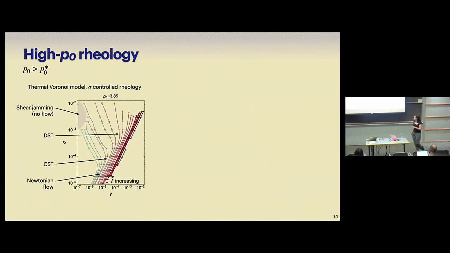And then in this region here, again, this data is missing. It's not because we didn't try, it's because this is the regime where the system seems to be jammed, and so you don't get a flow even though you're putting it under high stress.